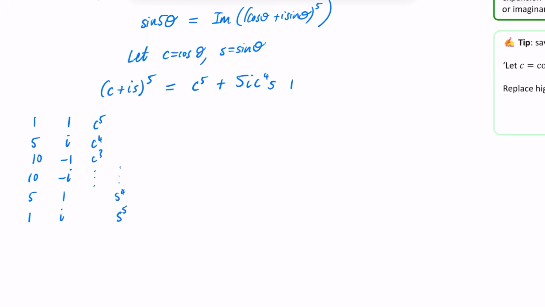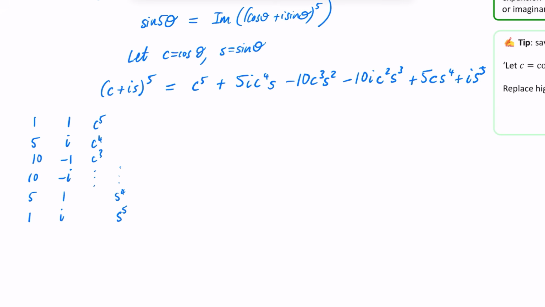The next one has a 10 and a -1. That's because we've got the i being multiplied by itself to get a minus. So it's going to be a -10 c cubed s squared. Then the next one is a -10i, looking from this expression that we've got here. I'm going to do the c down and the s up 1 power. And then we get a 5 just by itself with a c and an s to the 4. And then our last one is just going to be an i s to the power of 5.